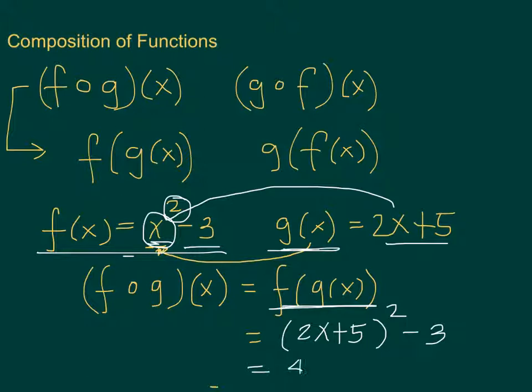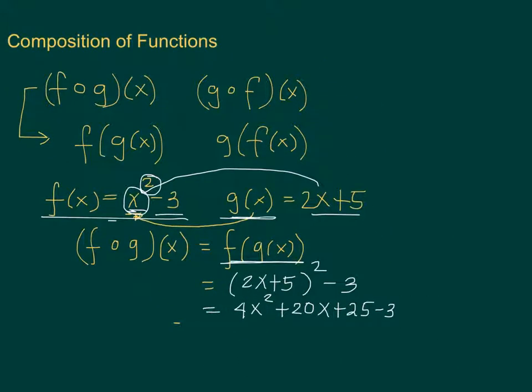So this is 4x squared. You can do FOIL if you want, but you can do direct expansion. So I have double the product of 2x and 5. This will give me 20x, and then square 5, which is 25, and then you have the minus 3. Now from there we can have 4x squared plus 20x plus 22. So this is f of g of x.